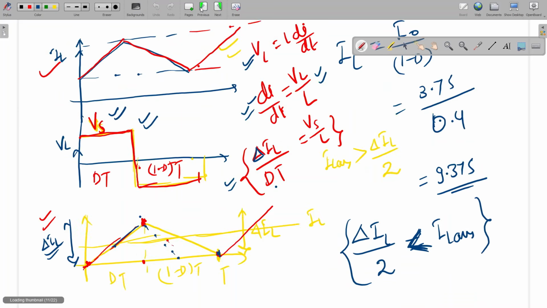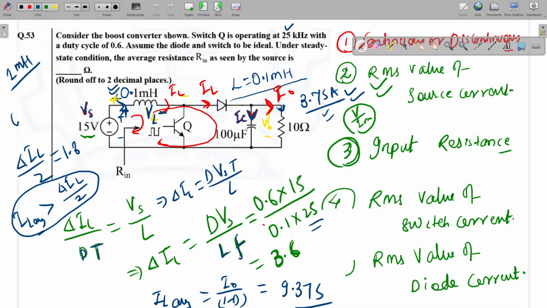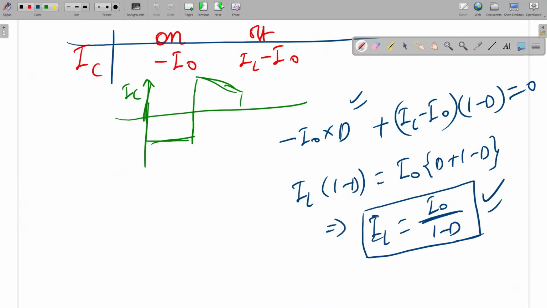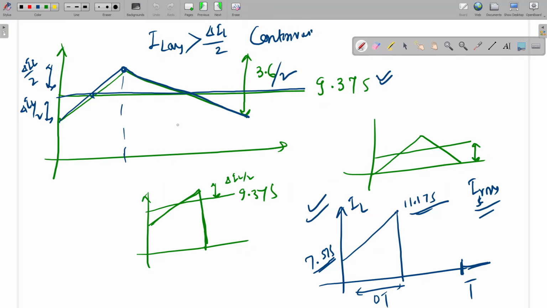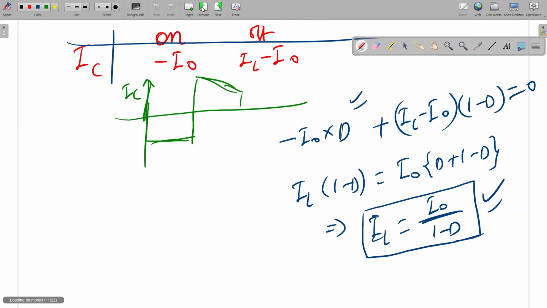And further, what will be the diode current? Can anyone tell? I am going to draw the diode current waveform also. See, the diode will conduct for 1 minus dt. So the diode current waveform will be like this. It will start from here and go here, and the period will be 1 minus dt. And this is t. The maximum will be the same, 11.175, and the minimum will be 7.575. Is it clear? Okay, sir. You can calculate this.